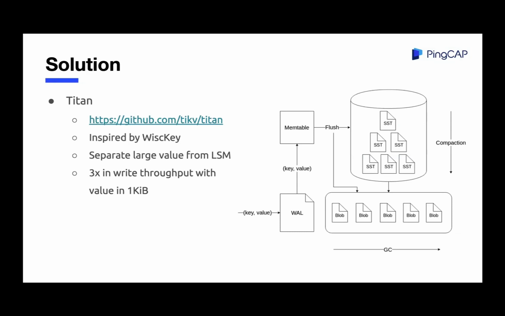There's a difference between WiscKey and Titan. WiscKey will write all the values to the value log, but Titan will write key values to the write-ahead log. The reason is that we want to keep the best compatibility with RocksDB. Actually, Titan is developed as a plugin of RocksDB, so there is no compatibility problem. And in our benchmark, it brings a 3 times write throughput improvement when the value is large, like a KB. And it's also a standalone project. If you are interested, you can also have a try.